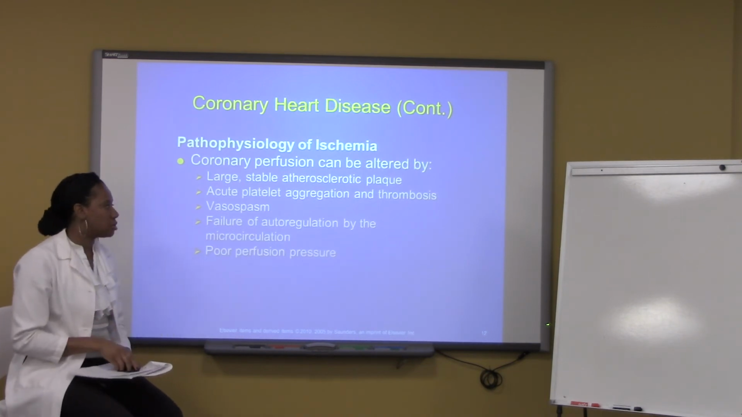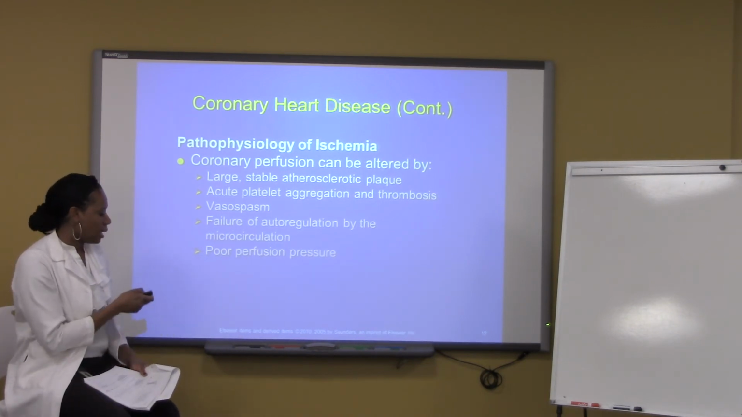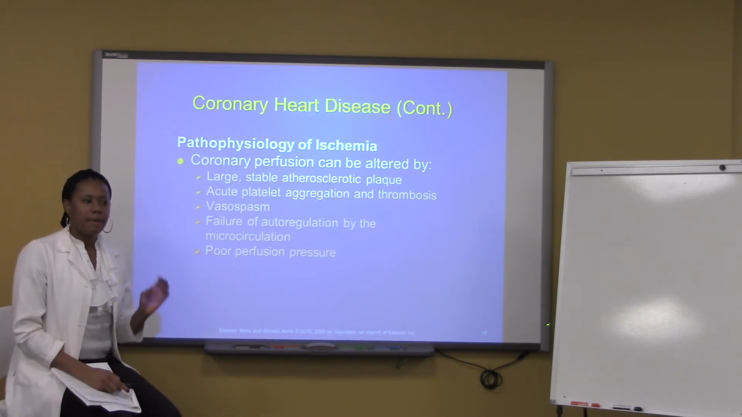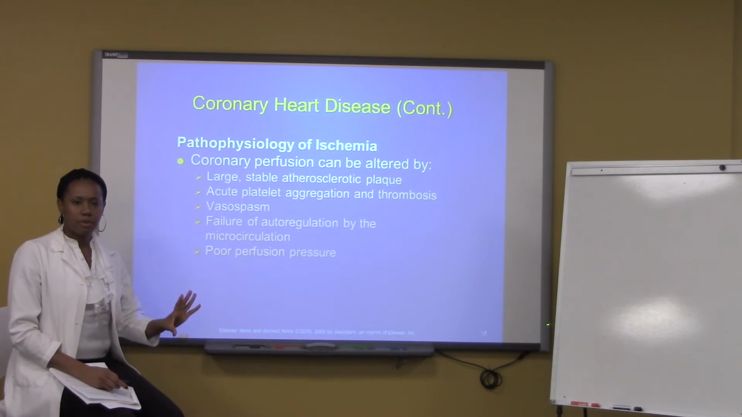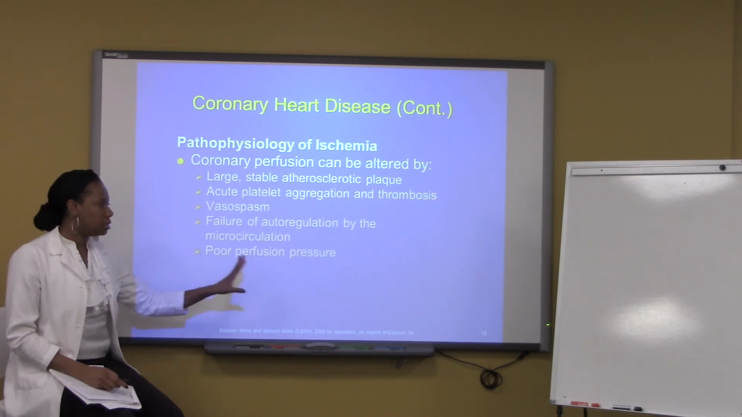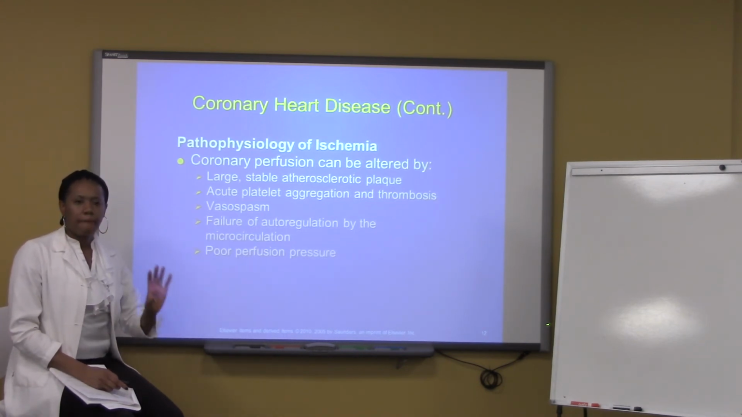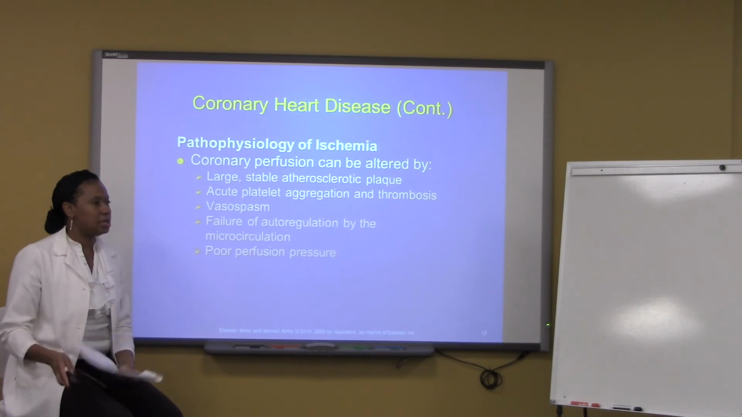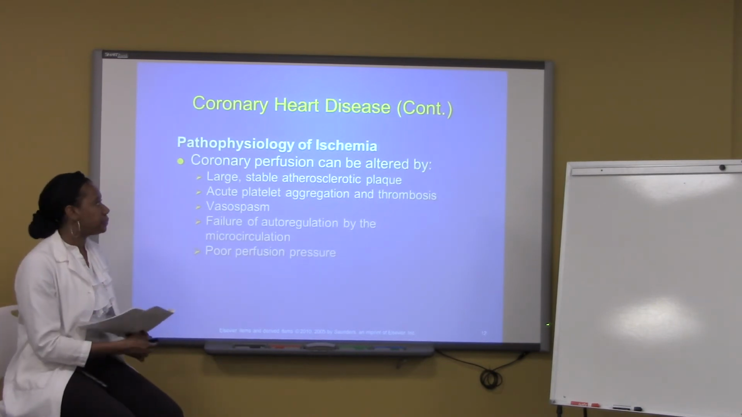So there's an altered microcirculation. And then poor perfusion pressure. Okay, so what does that mean? That means that when blood is circulating through the body, perfusion, blood moving through, but for some reason the pressure is not enough to get the blood to where it needs to go, then obviously that's also going to be an issue and cause ischemia.